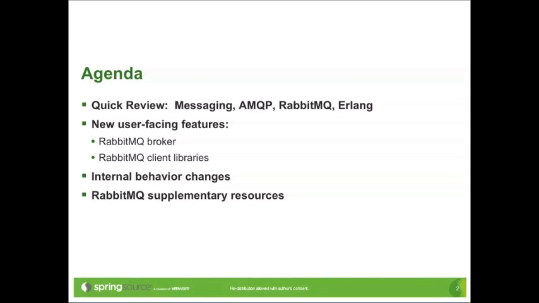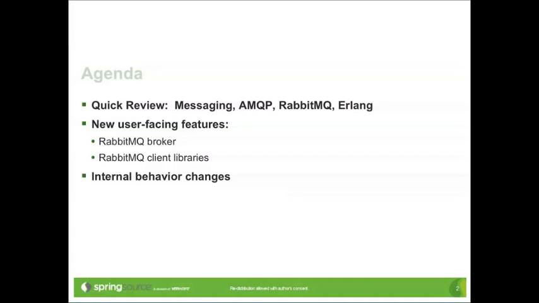vFabric 5.1 suite. So we're going to break down the presentation into two major thrusts. The first are new user-facing features that are present in the RabbitMQ server or broker, and then we'll talk about new features in the RabbitMQ client libraries. Then we'll move on to talk about some changes in internal RabbitMQ behavior that may affect the structure or operation of your messaging applications. And finally, we'll review some RabbitMQ supplementary resources, both on the web, in print, and elsewhere, that you can go to learn more about RabbitMQ and how to build effective messaging applications using it.